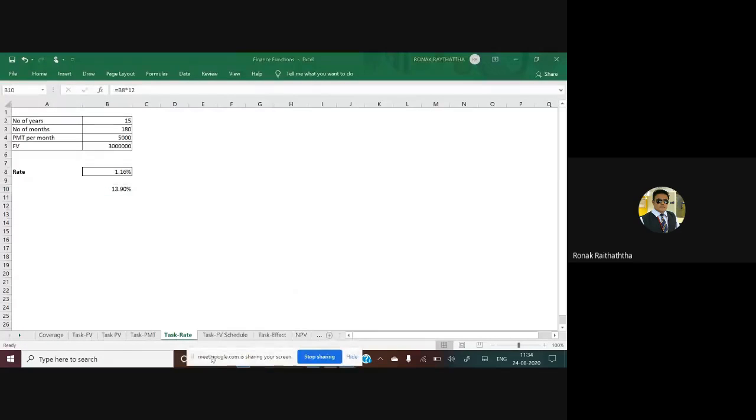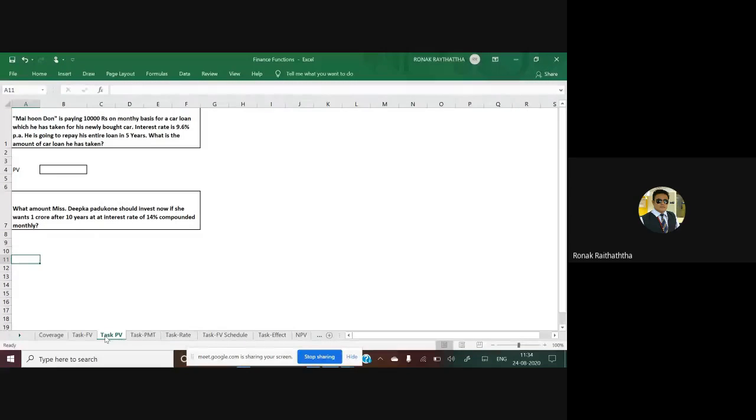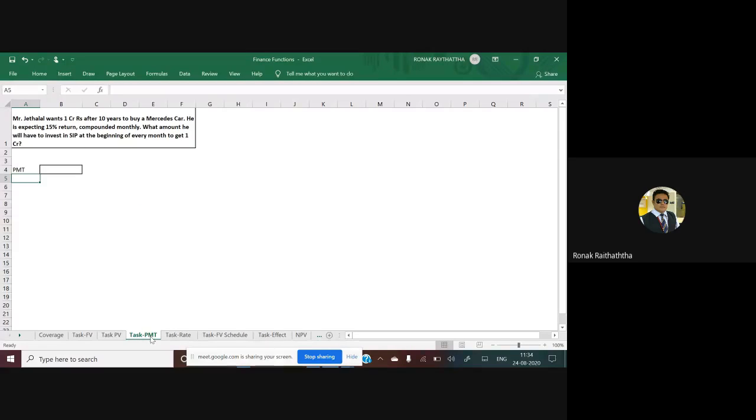Okay, till now what we have done is we have gone through the functions of FV. So what is the syntax that we use for the FV that we have gone through? We have also gone through the function of PV, that is the present value. We have also gone through the function of PMT, that stands for the installment amount.